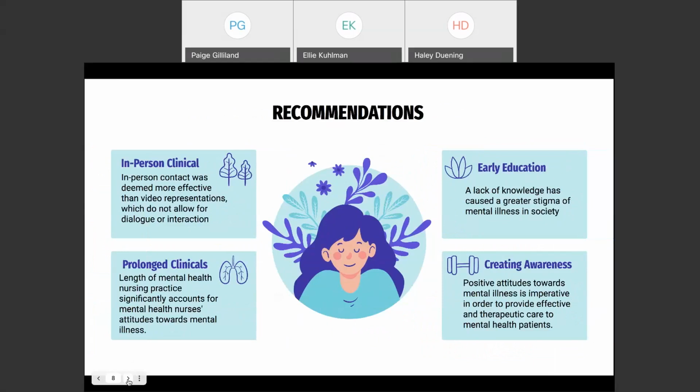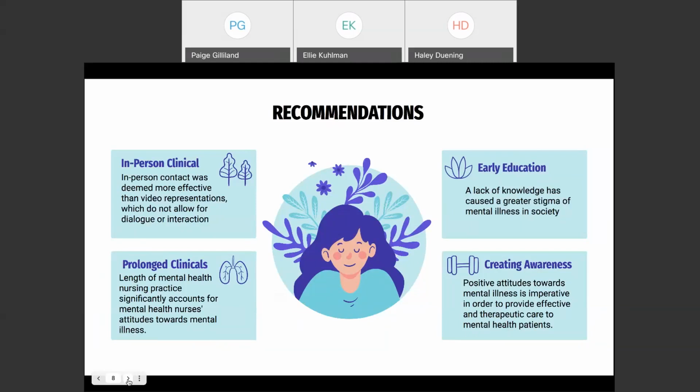Some recommendations to reduce these biases include arranging students into proper clinical placements, providing early education, and creating more awareness. In-person clinical contact was generally deemed more effective than video representations. Exhaustive literature indicates that there was significant improvement in nursing students' attitudes towards mental health after completion of their mental health clinical. Prolonged clinical placement would also be beneficial because studies have shown that the length of mental health nursing practice significantly accounted for mental health nurses' attitudes.